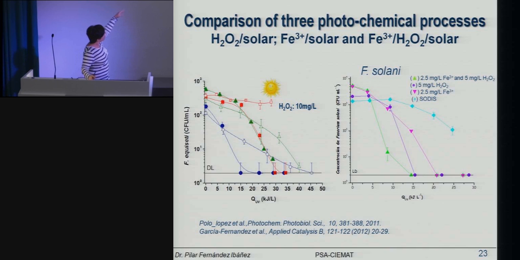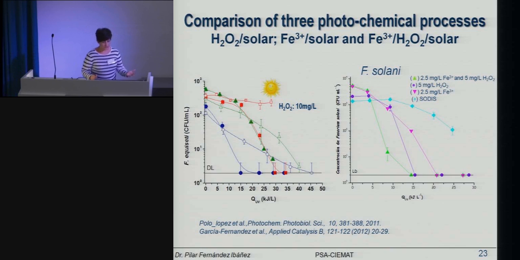Or in the other graph, there is an example of using iron 3, just 2.5 milligrams per liter, with 5 milligrams per liter of hydrogen peroxide, and the comparison with SODIS. So here we observe that it works differently with bacteria and with spores of Fusarium, but there are ways, with very mild conditions, to accelerate these processes.